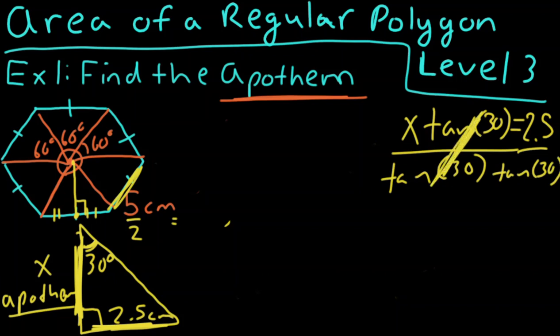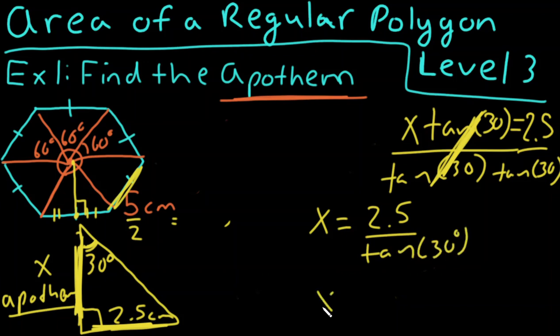And these, of course, will cancel on the left. And so we'll have x equals 2.5 divided by the tangent of 30 degrees. Now let's go ahead and pull out our calculators. And remember, with your calculator, you always want to make sure that it is, in fact, in degrees, not radians.